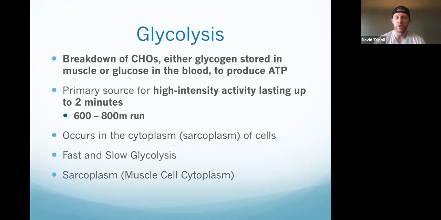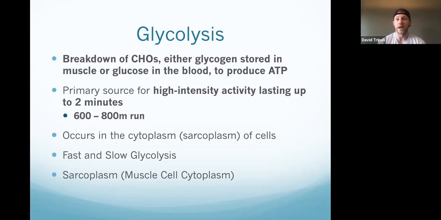Glycolysis. This is the breakdown of carbohydrates, either glycogen stored in the muscle or glucose in the blood. That's where you're going to get this energy from. That's where the glyc kind of comes from. It's the primary source for high-intensity exercises lasting up to about 2 minutes. The phosphagen system is anywhere between 10 and 20 seconds, depending on who you talk to, and then anything beyond that, up to 2 minutes, is going to be glycolysis.